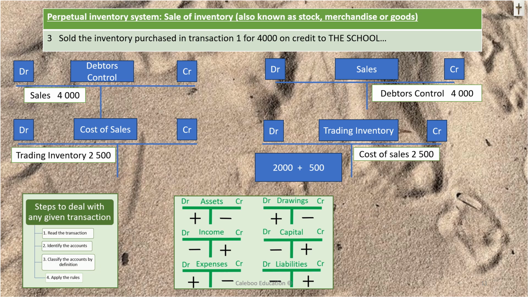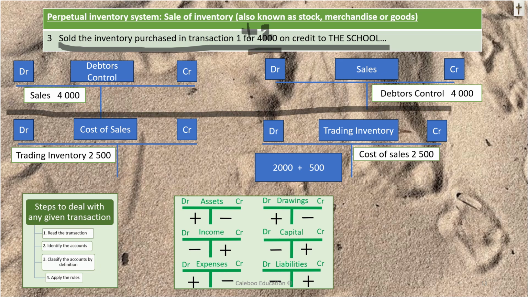Now, sold inventory, purchased in transactions 1 and 2, for 4,000 euros. Part A, debit debtors control, you can call it accounts receivable. Increase in assets, that's why it was debited. Sales was credited, increase in income, part A, with the selling price.